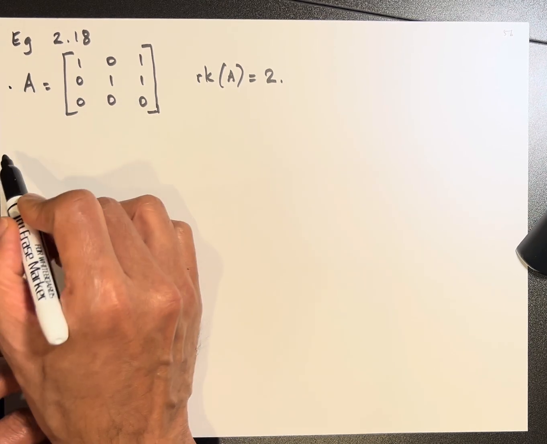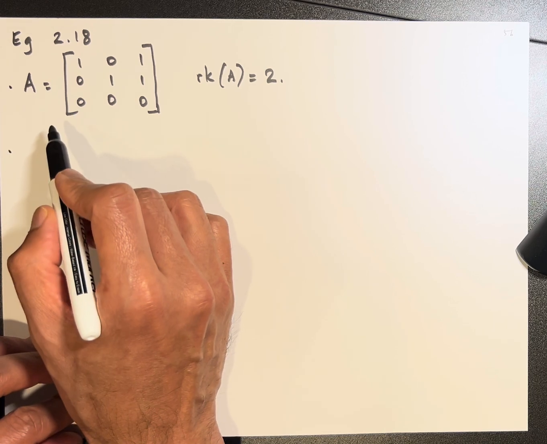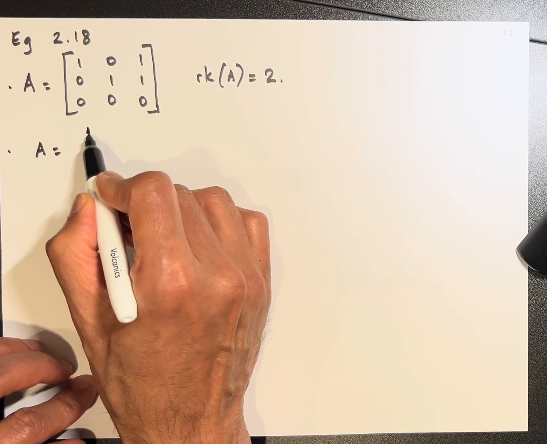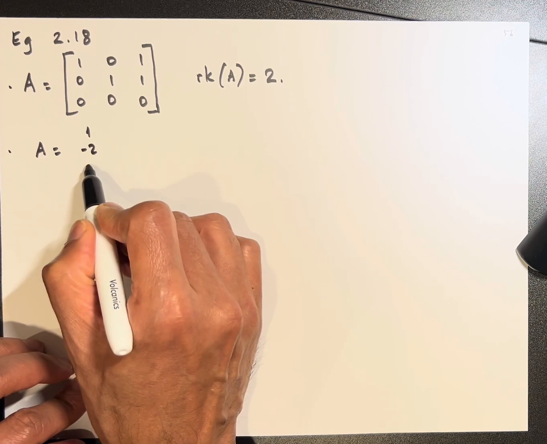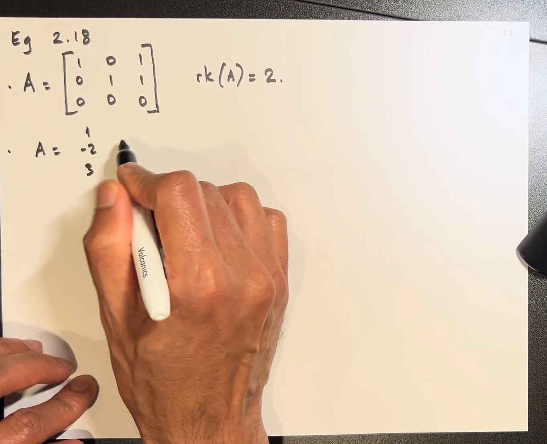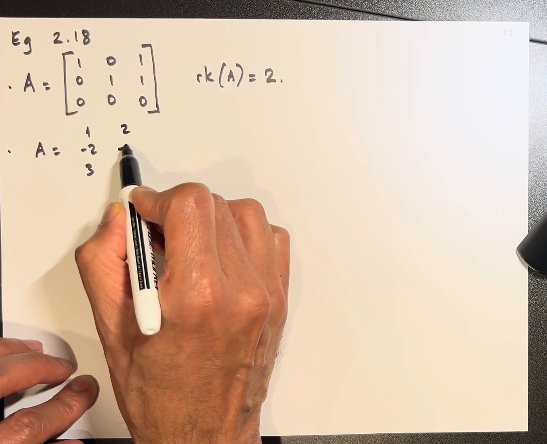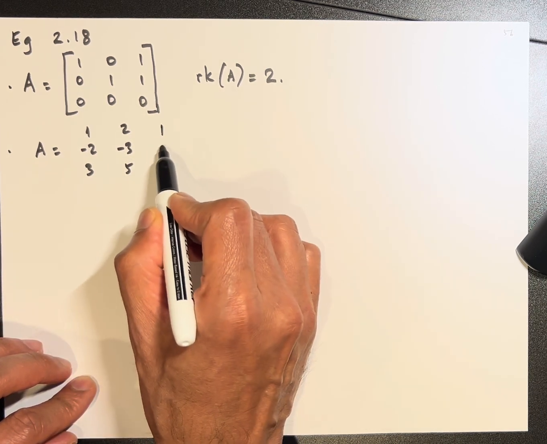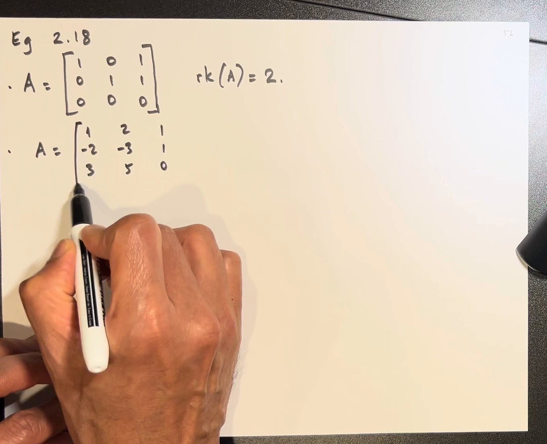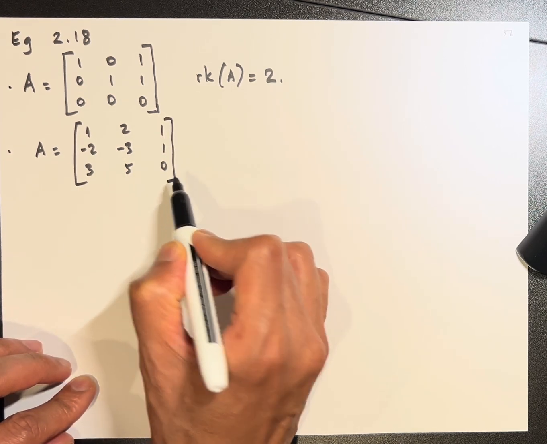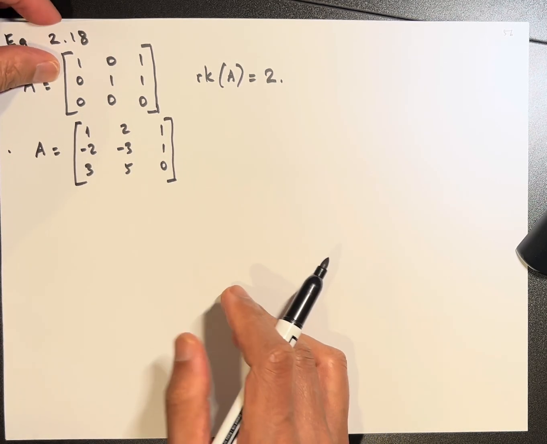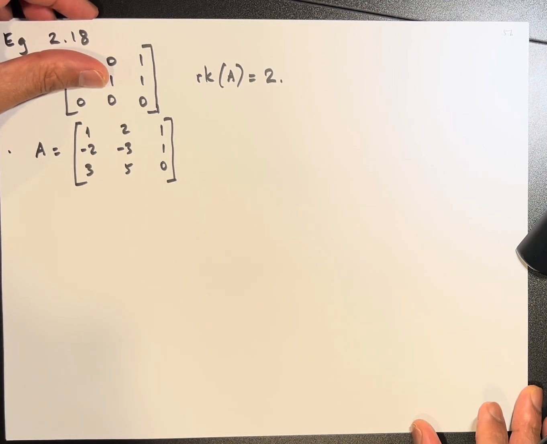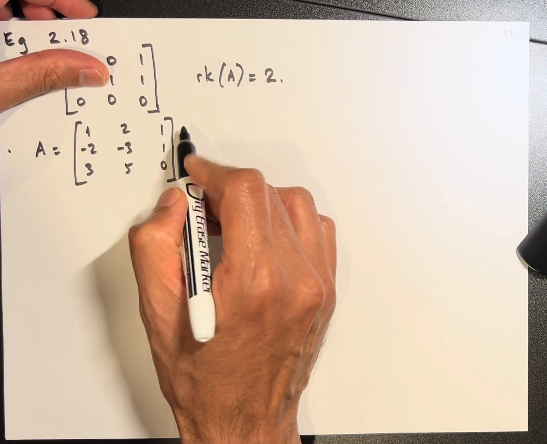The next example given is you take A equal to 1, -2, 3, 2, -3, 5, 1, 1, 0. So we can do Gaussian elimination. Let's just go through the steps.